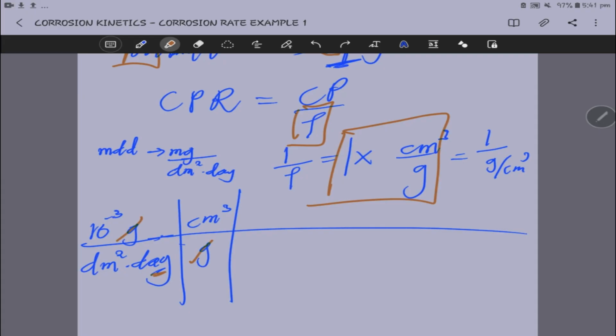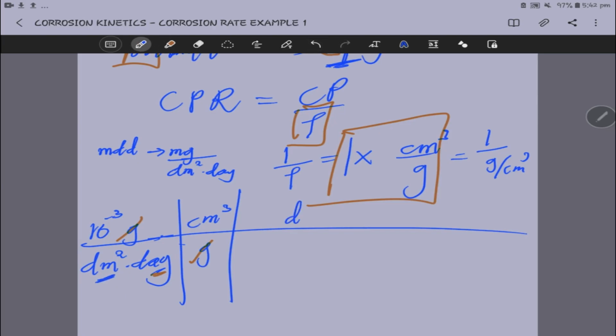So when we are trying to cancel something, we know that we are trying to convert this dm cube here to cm cube, right? So for us to do that, meaning that we end up canceling this one, right? So anything I want to cancel, we put something similar to it on the opposite side. So this is down, so we have to put it up, right? So let's see. That means that we are changing this dm cube to cm cube, right?